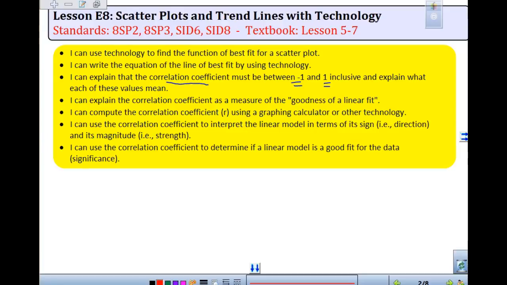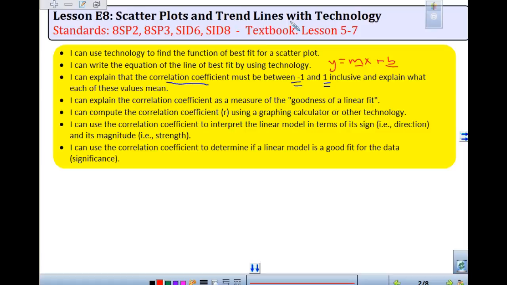Page 22, right? I can use technology to find a function of best fit for my scatter plot. I can write an equation, so that's when we are looking at y equals and slope-intercept form. Okay, that's what we had to do today. You're going to be doing more of that tonight with some of the graphs, except that we're going to use our technology.